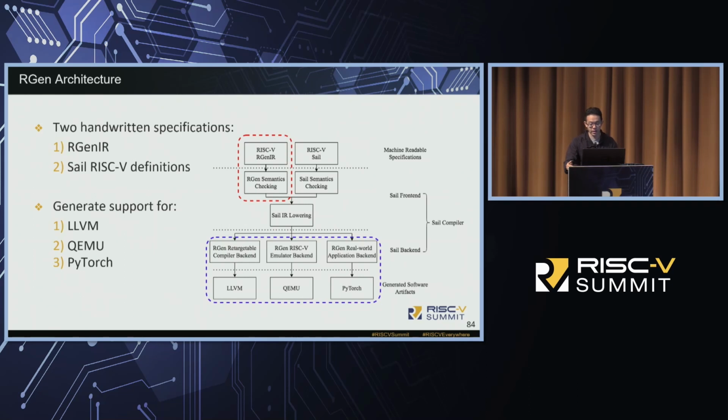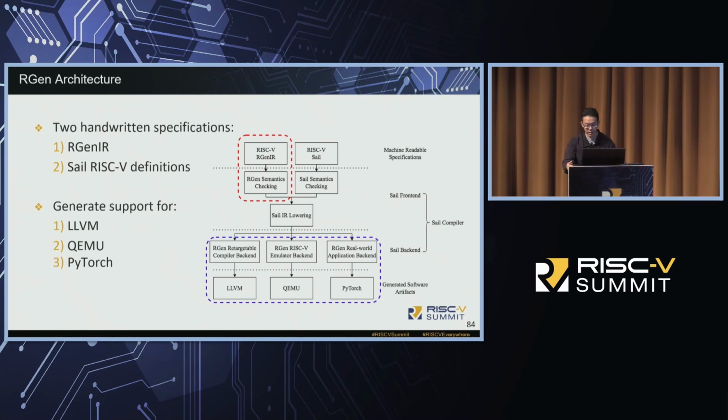So what this work adds are a new type of Sail RISC-V definition called RGenIR, as well as extensions to Sail's frontend and backend. The RGen ecosystem has two inputs. One of them is a new language extension to Sail called RGenIR, which I will be talking about in the next slide. The other input is the base Sail RISC-V definitions that are used to describe instruction semantics.